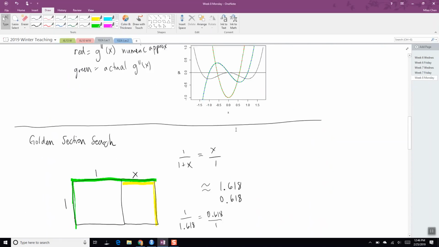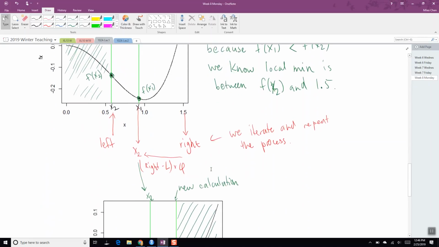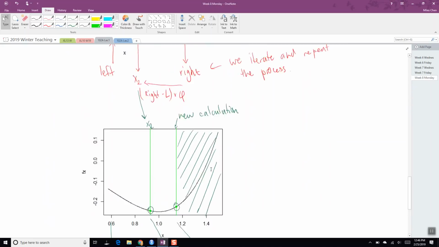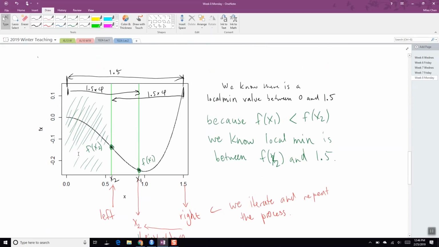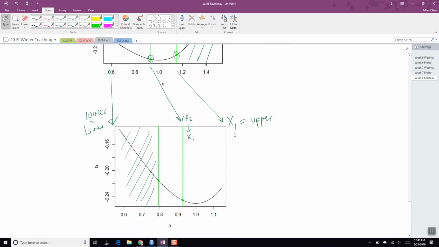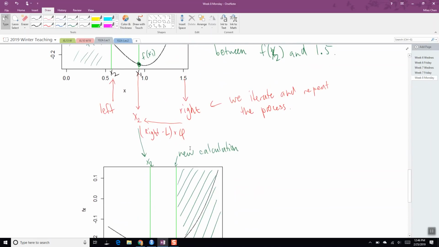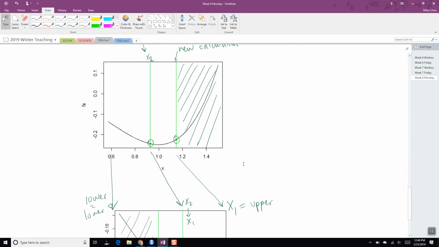Okay, so you're starting off with some kind of function. You calculate these two locations according to the golden ratio, and each time you can eliminate one of these panels, and shrink in and zoom in further and further on a certain location. And the nice thing about the golden ratio is that it allows you to just reuse a value rather than having to calculate two new locations every time. You only have to calculate one new location each time. And so that's golden section search.